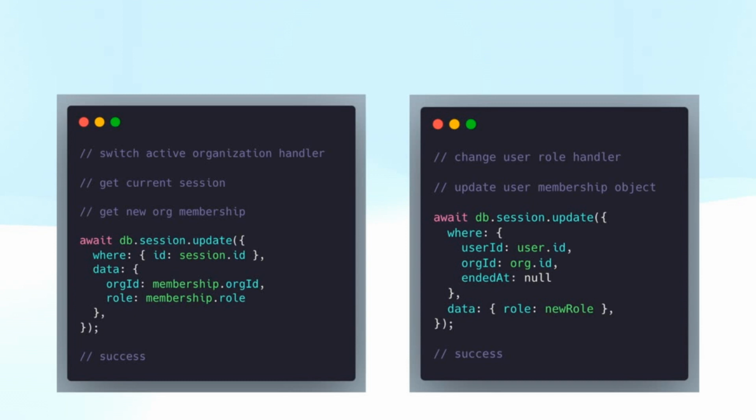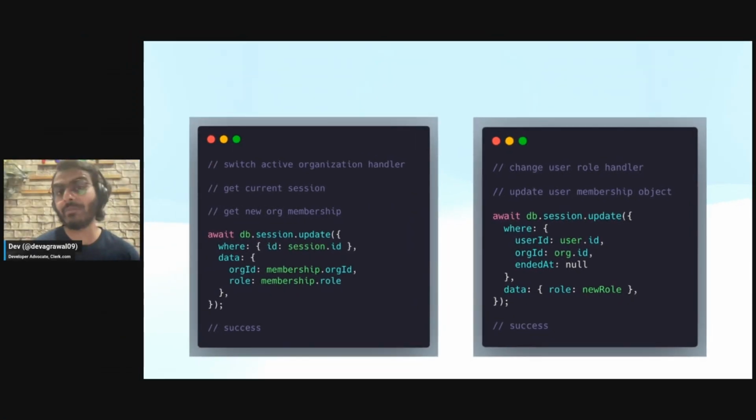In the example on the left, the user is actively switching the organization that they're in. So maybe in a B2B application, you can be a part of different organizations. So you can switch the organization from, let's say, A to B. And if that happens, we can just get the current session that you are signed into, and we can update the organization ID and the role within that session, so that the next time you make a request, you are in this new organization instead of the old one.